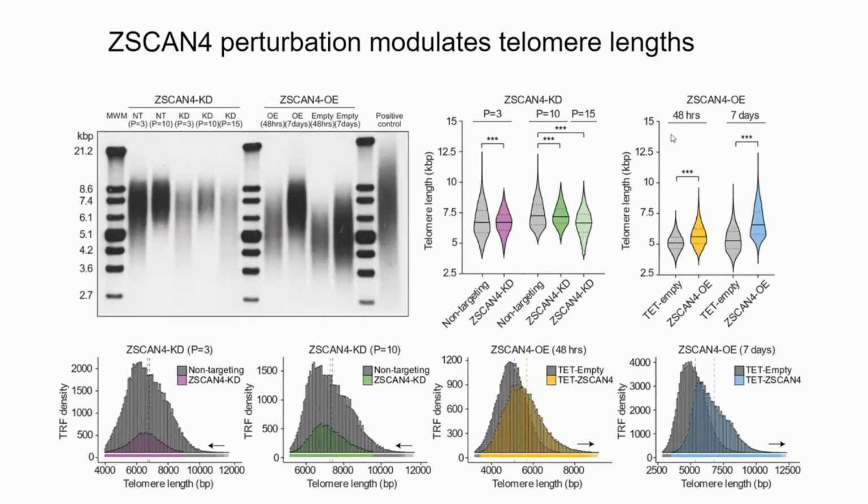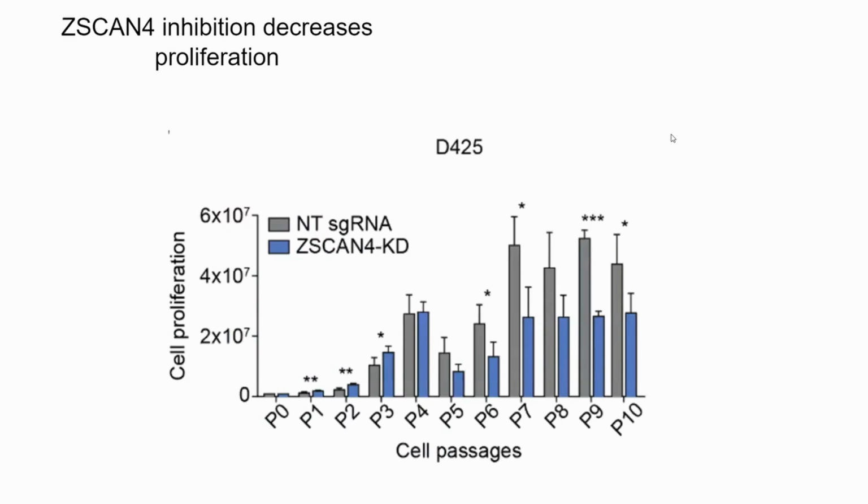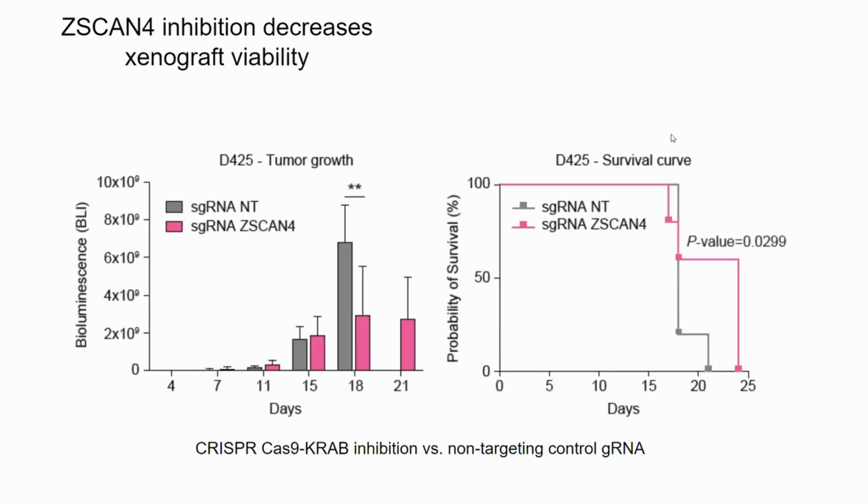When we knocked down ZSCAN4 using CRISPR inhibition, we saw significant amounts of telomere decay. When we overexpress ZSCAN4, we see significant telomere elongation. So ZSCAN4 positively regulates telomere maintenance in group 3 medulloblastoma as well as a group 3 model. When we knock it down, we find DNA damage occurring at the telomere specifically. The cells acquire a growth defect after around passage 6, consistent with telomere degradation. And when we inject them into the brains of mice, the tumors don't grow as fast.